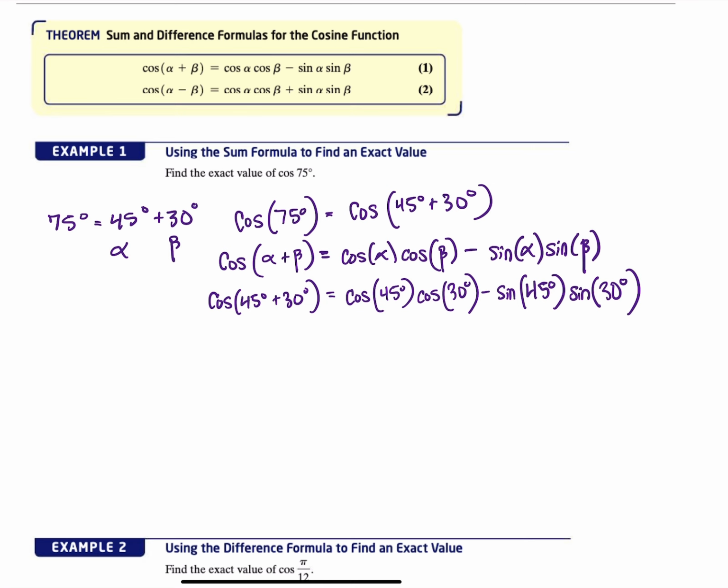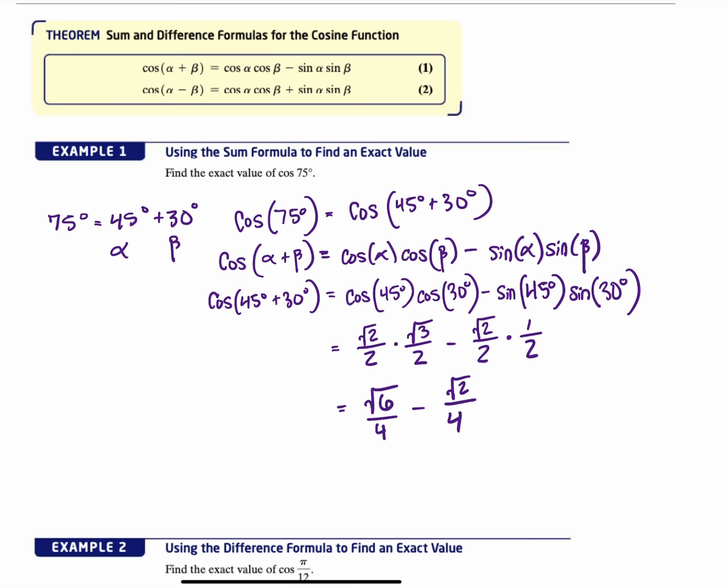Now we just need to evaluate each of these, plug it all in, and simplify our answer. Cosine of 45 is root 2 over 2. Cosine of 30 degrees is the square root of 3 over 2. Minus sine of 45 is also root 2 over 2. And the sine of 30 degrees is 1/2. So this will be the square root of 6, since when you multiply two square roots, they multiply into each other, over 4, minus the square root of 2 over 4.